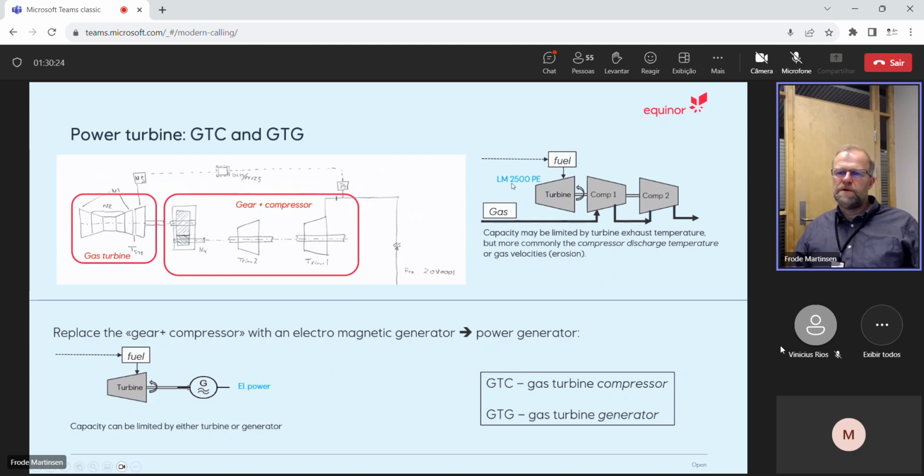Capacity in the system is typically limited by the turbine exhaust temperature. The exhaust can't be too hot. If you burn more fuel, you will damage your chimneys and your flanges. But more commonly, it's also limited by the temperature on the outlet side here, or on the inlet side, if the gas velocity is too high.